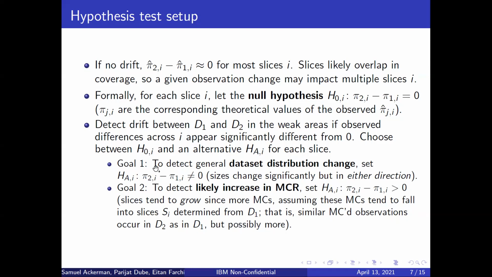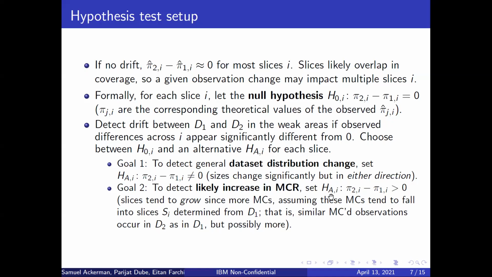And we have 2 goals in this paper, 2 different things we want to detect. The first one is to detect general distribution change in the data set. For that, the alternative hypothesis is that the difference in slice sizes can be not equal to 0. Basically, it can either grow or shrink between the data sets. The second goal is to specifically detect that the second data set likely has a higher misclassification rate. In that case, the slice sizes should grow, so the difference should be positive. So that's why the alternative here is one-sided rather than two-sided.